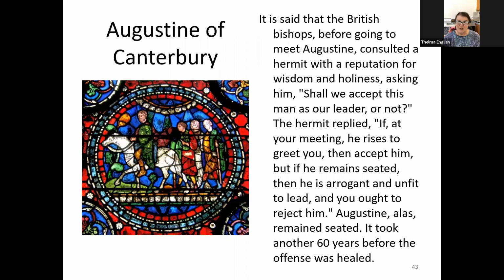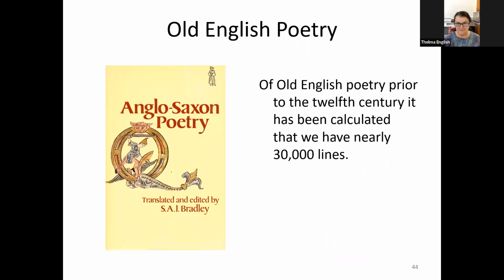It is said that the British bishops, before going to meet Augustine, consulted a hermit with a reputation for wisdom and holiness, asking him, shall we accept this man as our leader or not? And the hermit replied, if at your meeting he rises to greet you, then accept him. But if he remains seated, then he is arrogant and unfit to lead, and you ought to reject him. Augustine, alas, remained seated. It took another 60 years before the offense was healed.